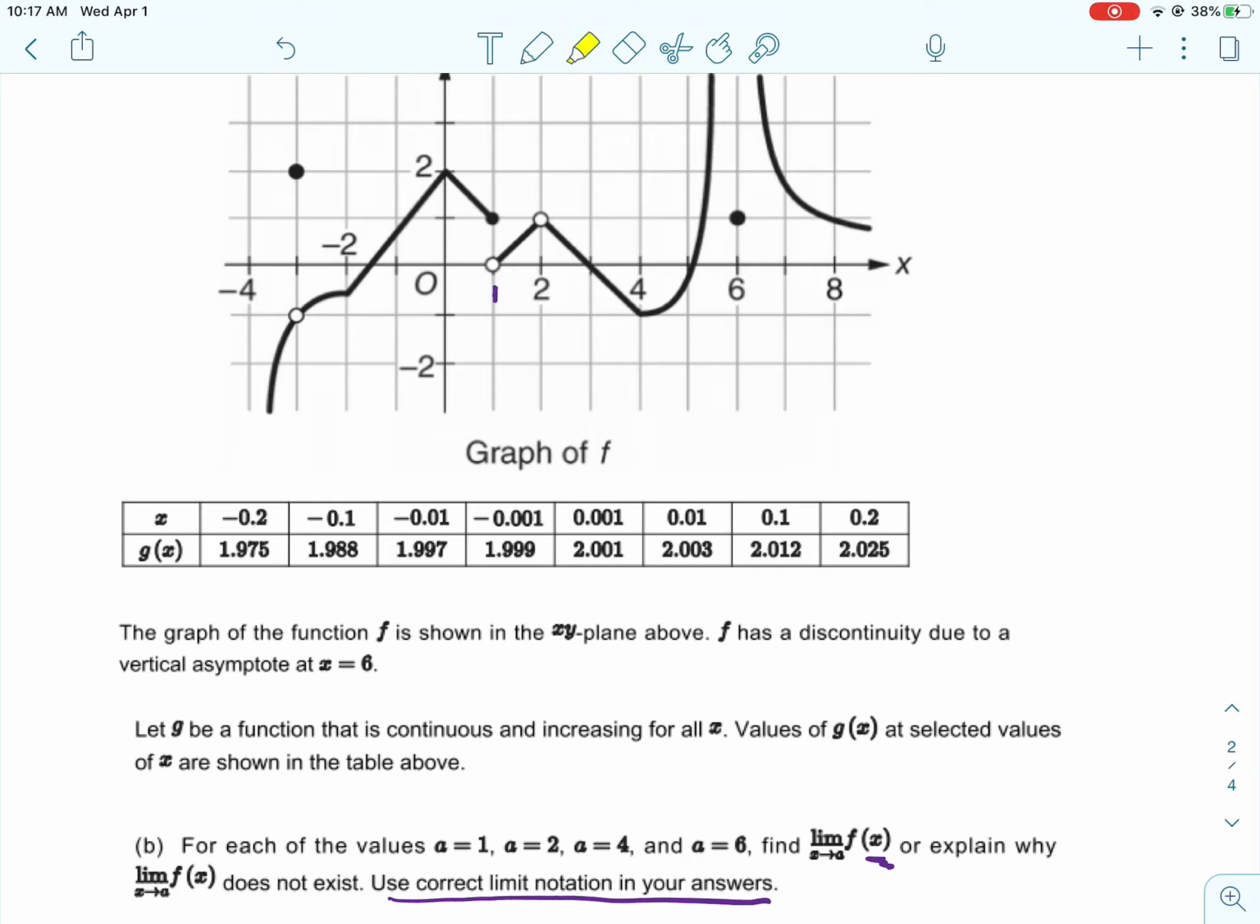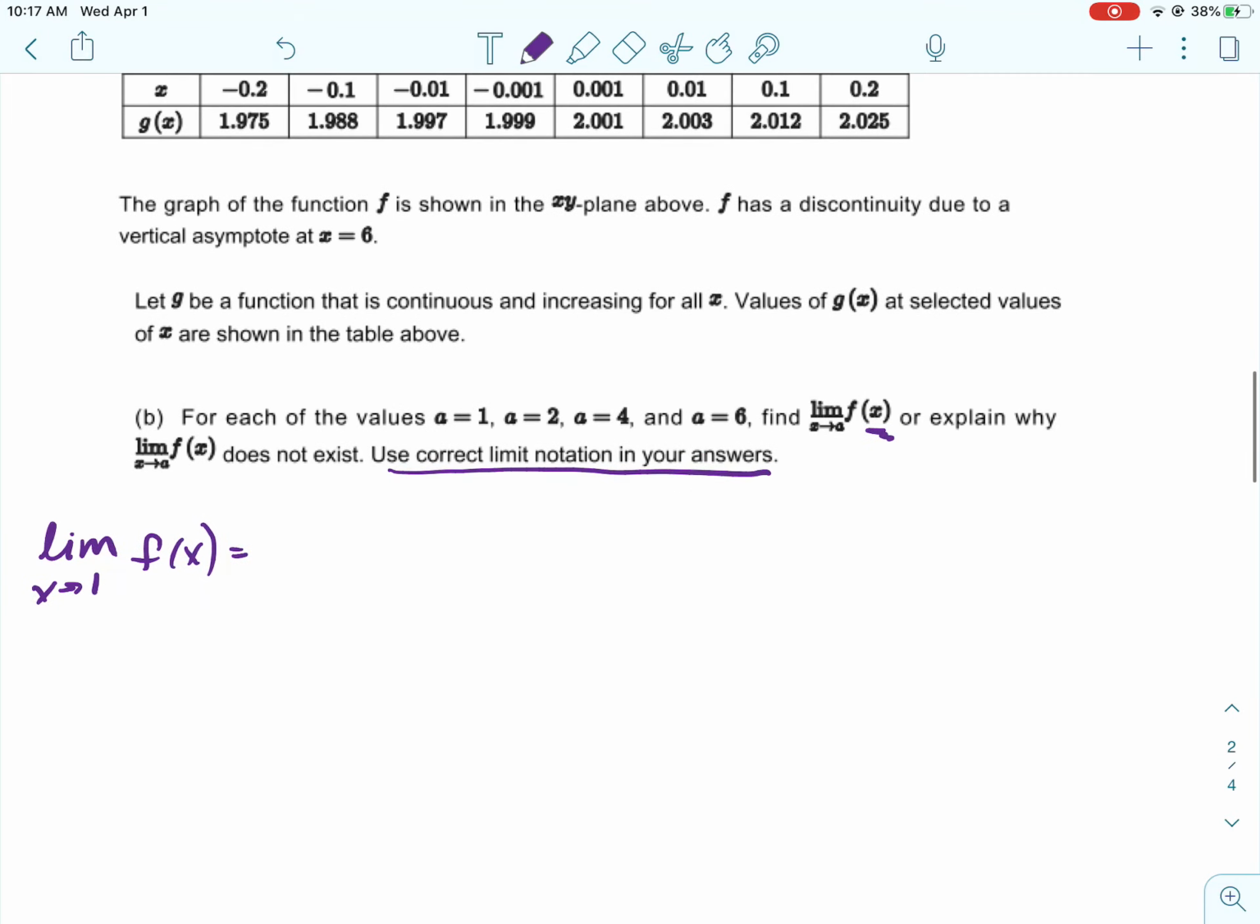So we'll go to the graph, and we're going to look at 1. So 1 is right here. We're going to approach 1 from the left, and that limit from the left is 1. And then we're going to approach 1 from the right, and that limit is 0. So this is not going to exist.